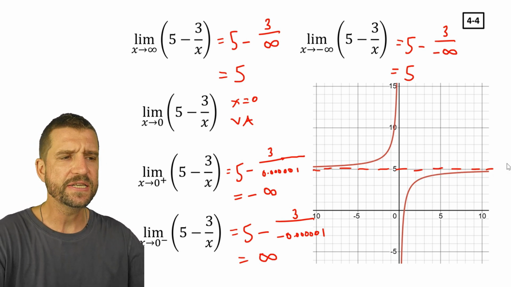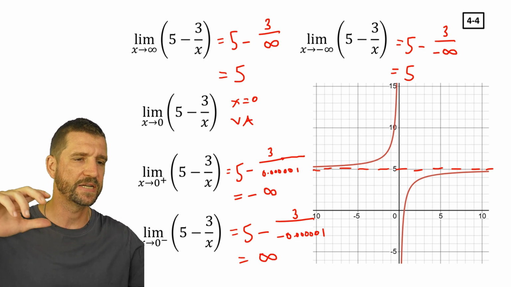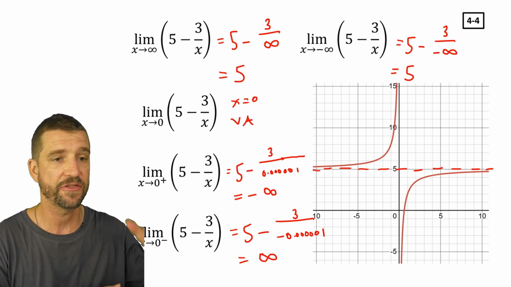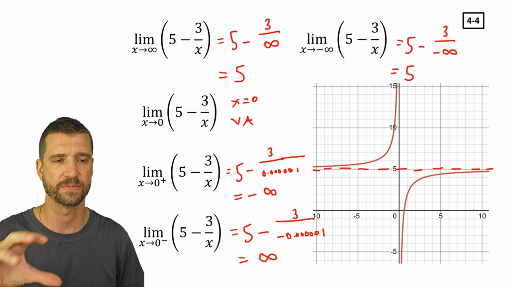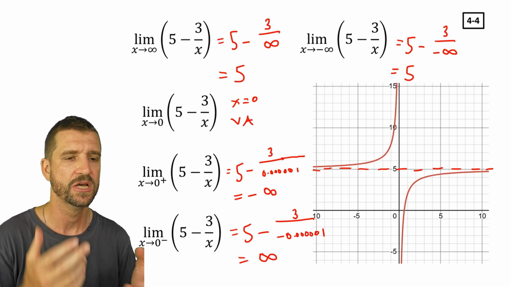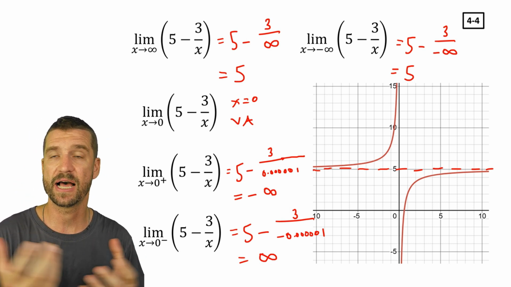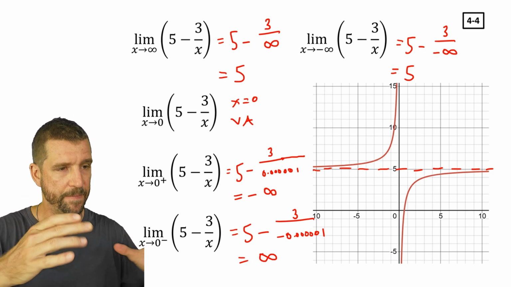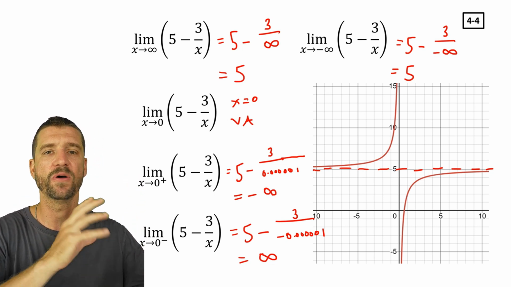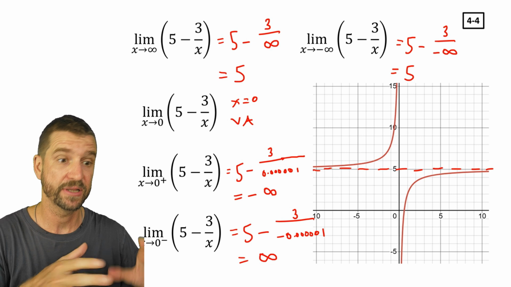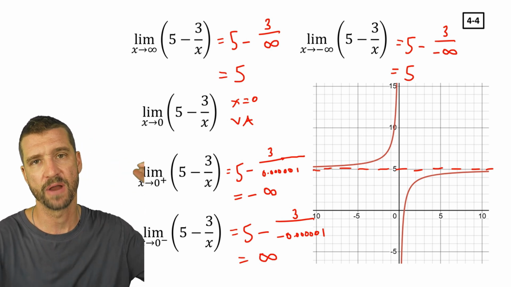All right, so this is a really good slide because it kind of brings together horizontal asymptote and vertical asymptote. A lot of times students get confused. Limit as x approaches infinity, vertical asymptote, horizontal asymptote, right? This is a great slide to go back to if you're ever having trouble remembering the difference between horizontal asymptote and vertical asymptote.